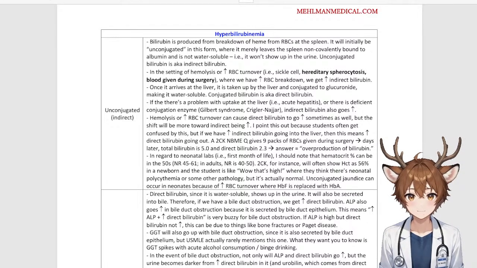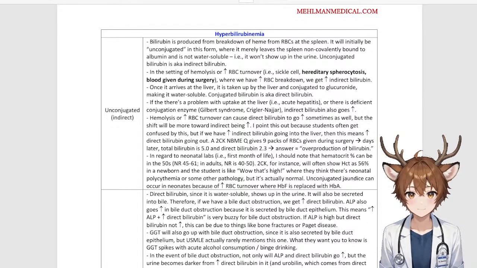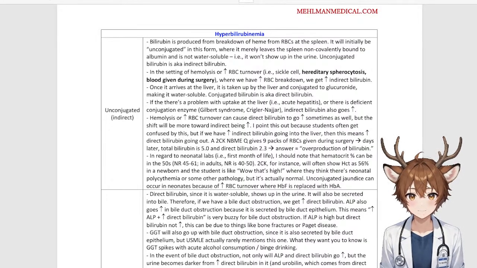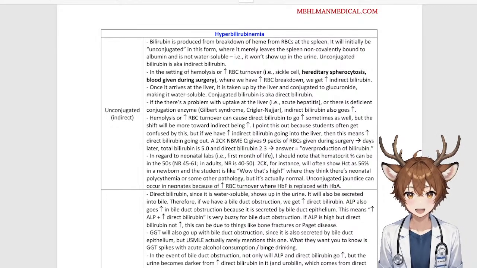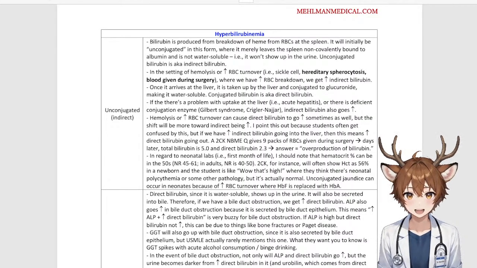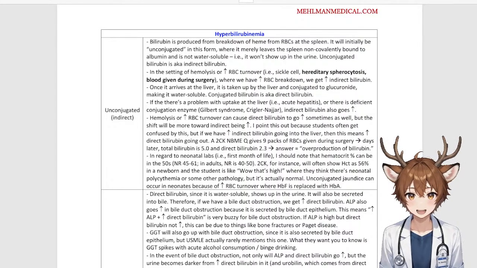Hyperbilirubinemia. Unconjugated, indirect. Bilirubin is produced from breakdown of heme from RBCs at the spleen. It will initially be unconjugated in this form, where it merely leaves the spleen non-covalently bound to albumin and is not water-soluble. That is to say, it won't show up in the urine. Unconjugated bilirubin is aka indirect bilirubin.